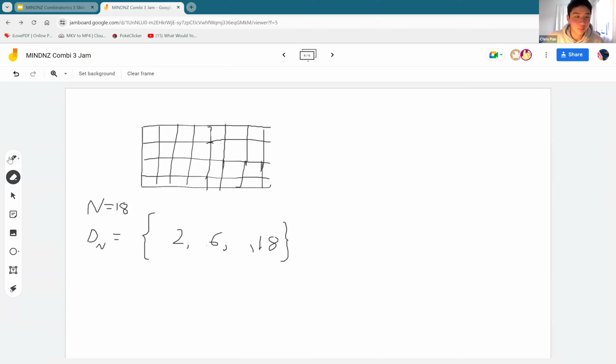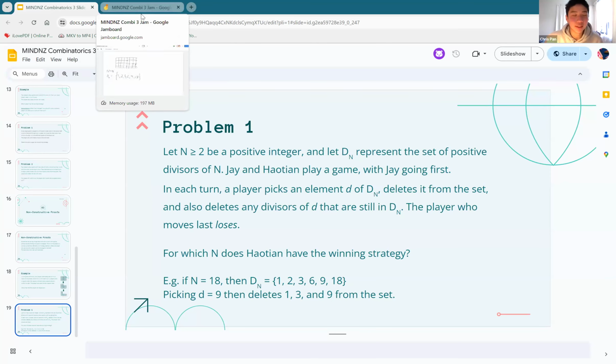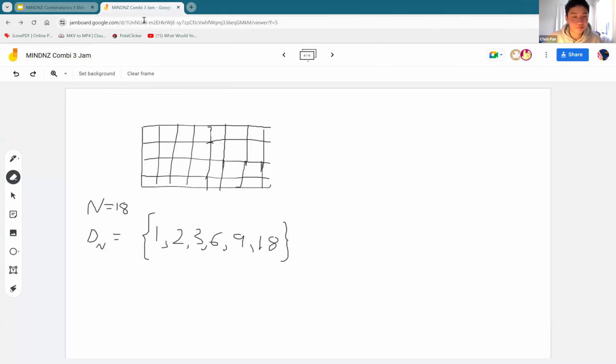And then maybe Haotian now picks 6. He deletes 6 and 2, because those are the remaining divisors of 6 that remain in the set. Now Jay's forced to make the last move, because Jay has to delete something. He deletes 18. And Jay loses, because he made the last move. So in that scenario, Haotian won. But maybe if Jay played a bit better, he could have won. So given optimal play, for which n does Haotian win?